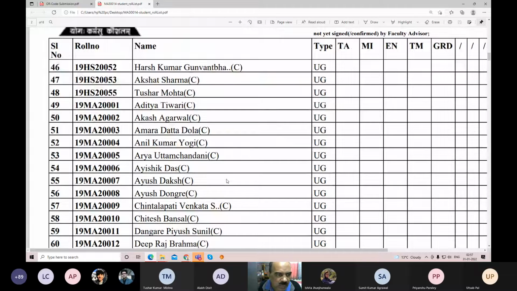46 Harsh Kumar. 47 Akshat Sharma. 48 Tushar. Yes, sir. 49 Aditya Tiwari. 50 Akash Agarwal. Is Akash Agarwal there? Or Tushar? Tushar is all right. You will be the group leader.